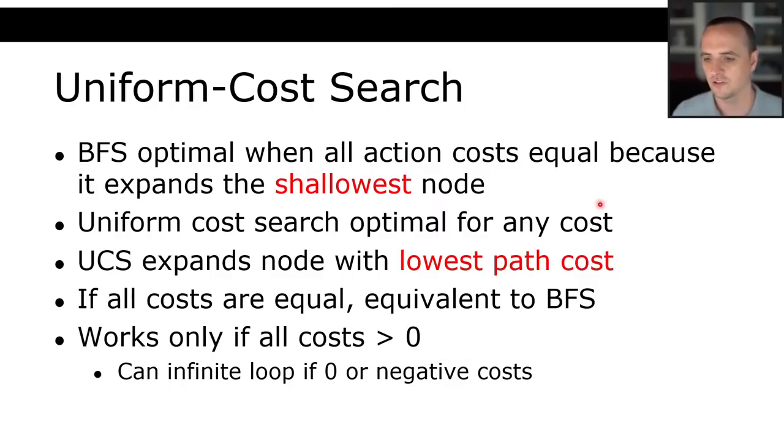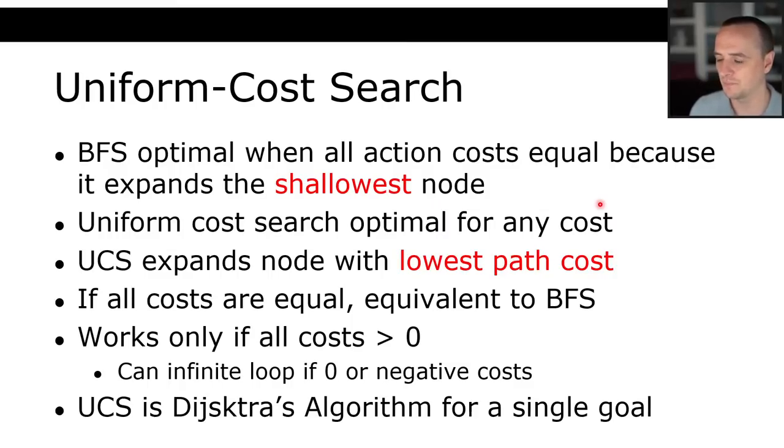It works only if all costs are greater than zero. Remember, we're not talking about cost zero or negative cost in this course. And it turns out that uniform cost search is going to be equivalent to Dijkstra's algorithm if you have a single goal. So if you've used Dijkstra's algorithm before, uniform cost search is equal to Dijkstra's algorithm for a single goal.